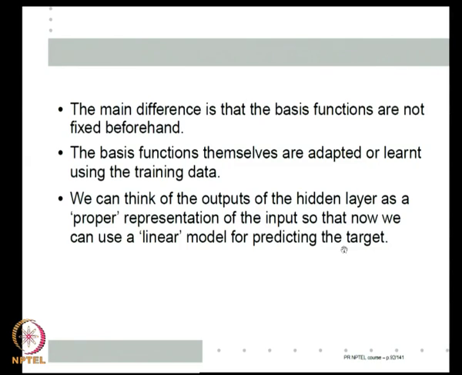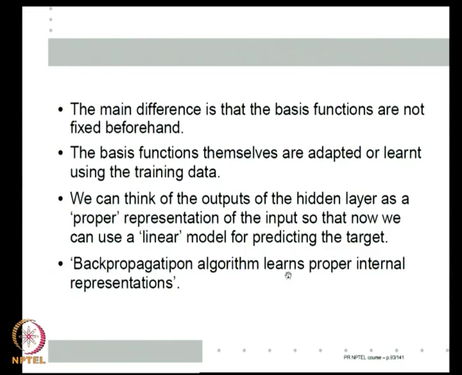So, I can think of the output of the hidden layer as a proper input representation, so that now we can use a linear model for predicting the target. So, this is the reason why the backpropagation algorithm learns a proper internal representation, that is how it is termed. Okay. So, one often says to use backpropagation to learn proper internal representations.